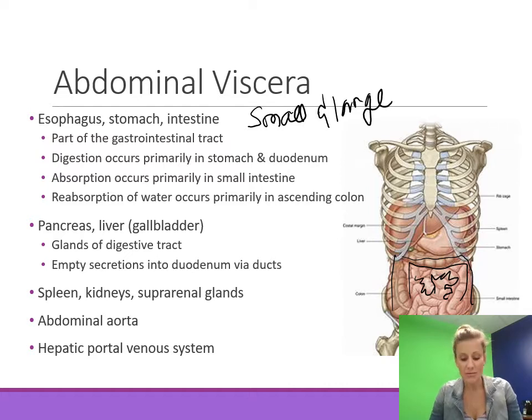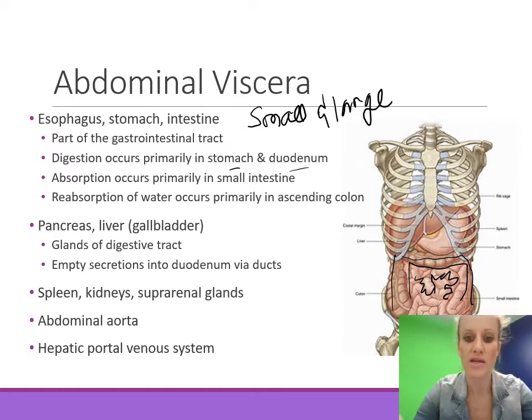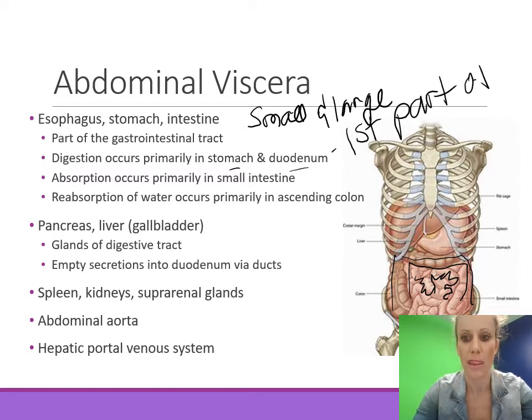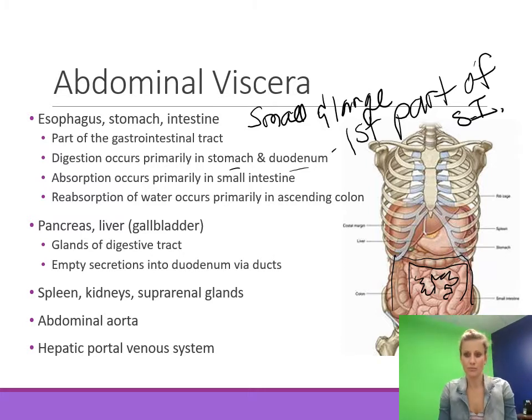Again, the esophagus, stomach, and intestines are part of the gastrointestinal tract. So they're part of the digestive system where we digest food and absorb nutrients. Most digestion of food occurs in the stomach and in the duodenum. The duodenum is the first part of the small intestine. We'll see that the small intestine is broken up into three parts: the duodenum, then the jejunum, then the ileum. So the duodenum and the stomach are where most digestion of food occurs.